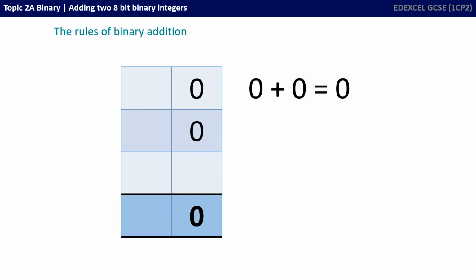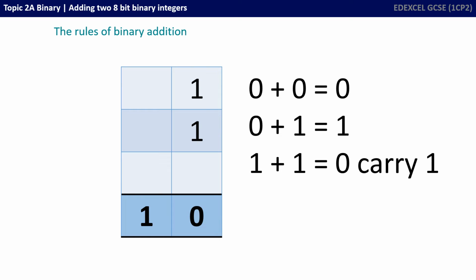They're quite simple. A 0 and a 0 in binary equals 0. A 0 and a 1 equals 1. A 1 and a 1 can't equal 2 because we don't have a 2 in binary. So a 1 and a 1 in binary equals 0, and then we carry a 1 to our next column, because 1, 0 in binary is the denary number 2.